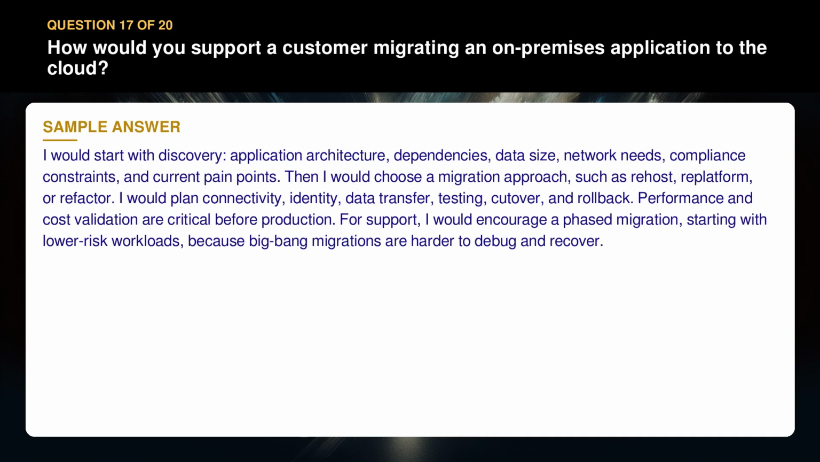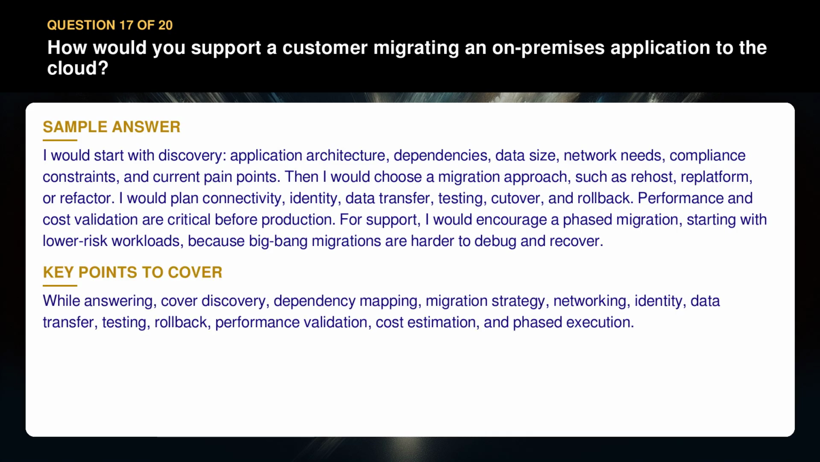Then I would choose a migration approach, such as rehost, replatform, or refactor. I would plan connectivity, identity, data transfer, testing, cutover, and rollback. Performance and cost validation are critical before production. For support, I would encourage a phased migration, starting with lower-risk workloads, because big bang migrations are harder to debug and recover. While answering, cover discovery, dependency mapping, migration strategy, networking, identity, data transfer, testing, rollback, performance validation, cost estimation, and phased execution.